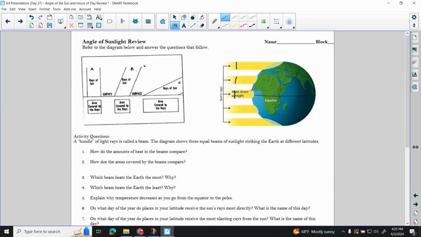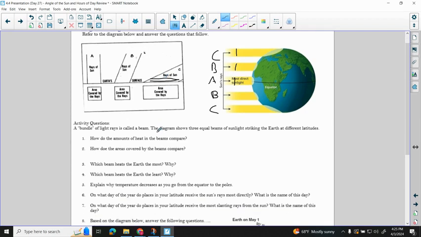So the energy becomes more concentrated when it hits at the equator, and it gets more spread out when it hits at the poles. So if I look at that same thing shown here, this is A right here. This is B, and this is B. This is C, and this is C. And so here at C, you can see it gets really spread out. The same amount of energy spread over a greater area means it's going to be colder.